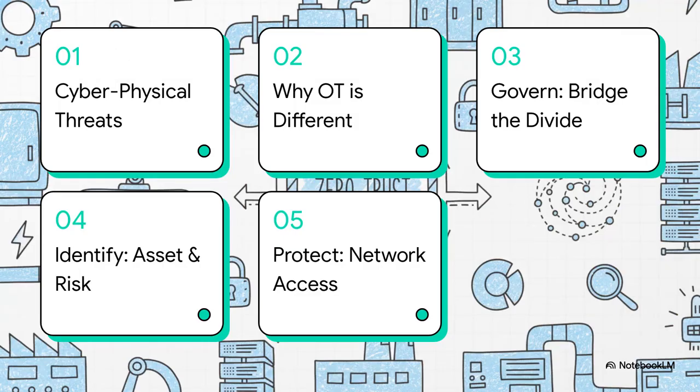Here is our roadmap for this explainer. First, the cyber-physical threat landscape. 2. Why OT is fundamentally different. 3. Govern, bridging the divide. 4. Identify, asset inventory and risk. And finally, protect, network microsegmentation and access.